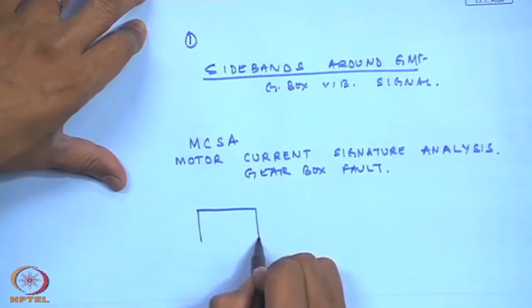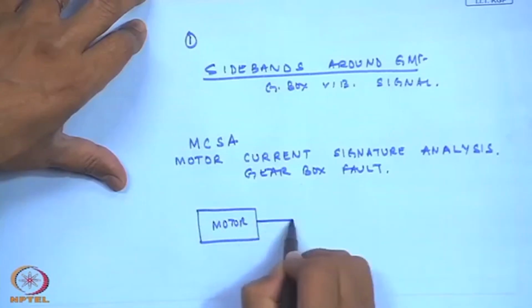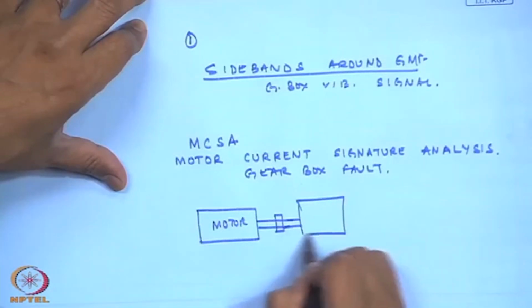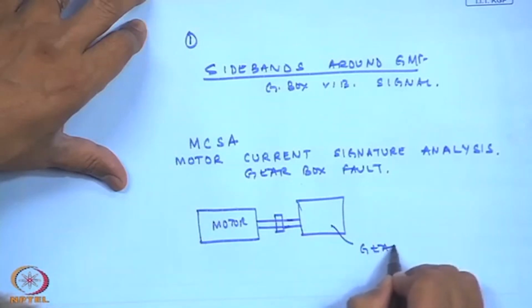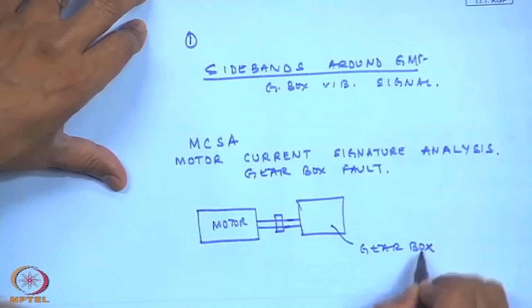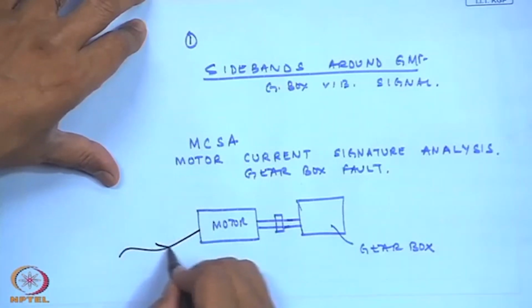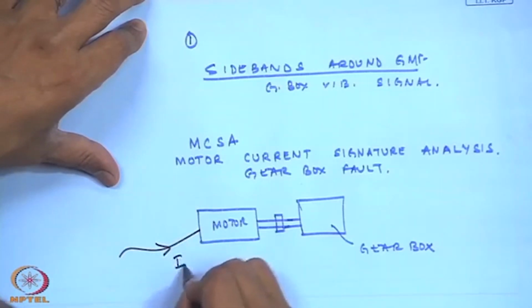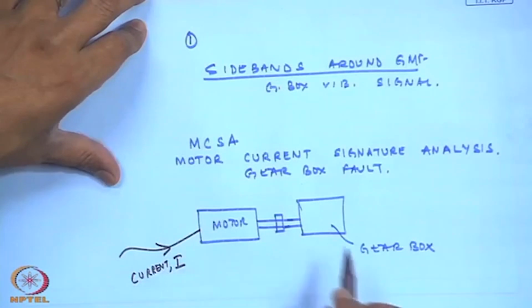Suppose I have a motor here, an electrical motor through a coupling. It is driving a gearbox, and this motor, there is current which is being drawn by the motor.